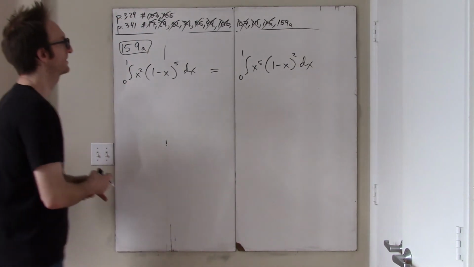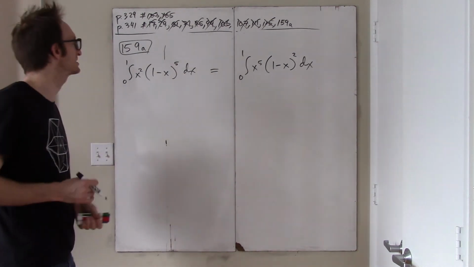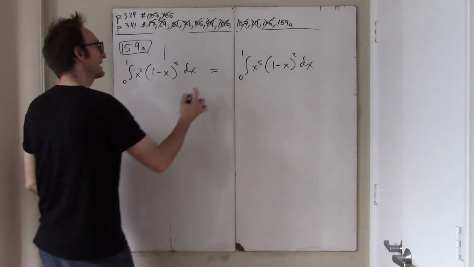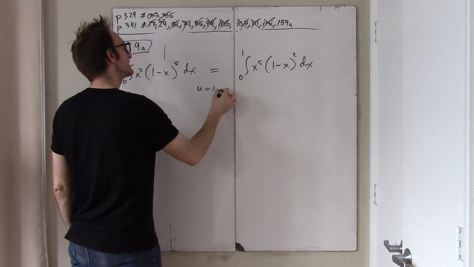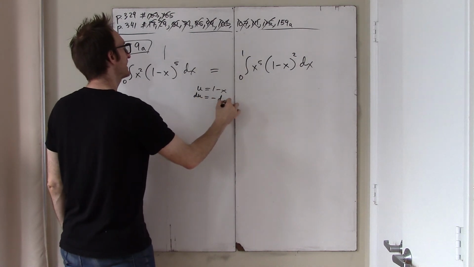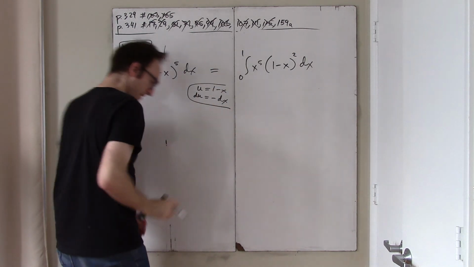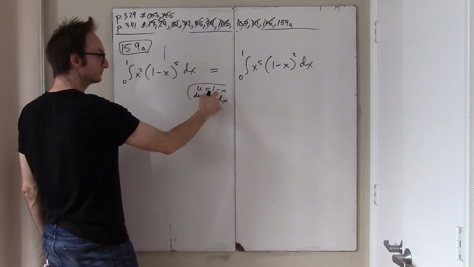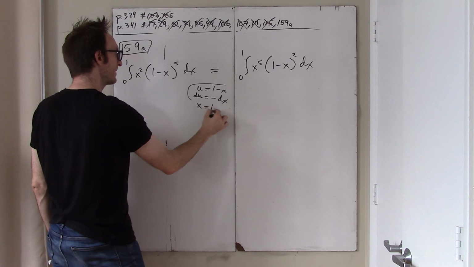And so here, because I've done this problem before, I sort of know exactly what to do, which is, hey, I kind of want this to be a single term. And so I'm going to let u be 1 minus x. If u is 1 minus x, then du is negative dx. But then also, x is 1 minus u.